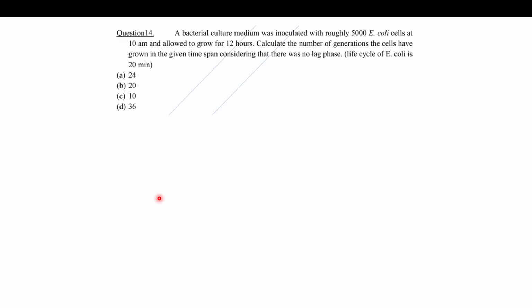Okay. Now, this is a question which talks about a bacterial culture medium that was inoculated with roughly 5,000 E. coli cells at 10 a.m. in the morning, and it was allowed to grow for 12 hours. Now, what they are asking is to calculate the number of generations the cells have grown in the given time span, considering there was no lag phase. So, they are telling us that there was no preparatory phase for the cells. It directly starts dividing as soon as you are inoculating it into a culture medium. This is an assumption.